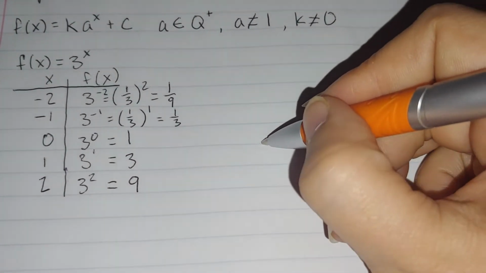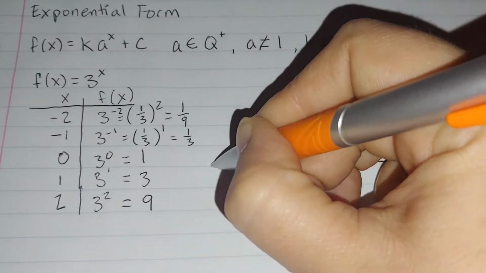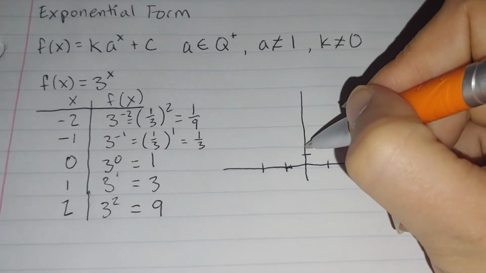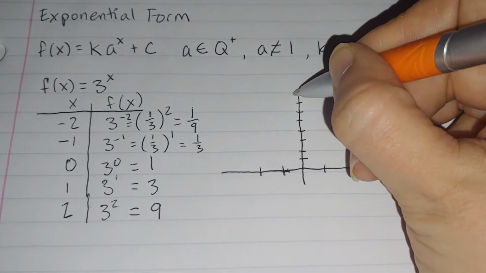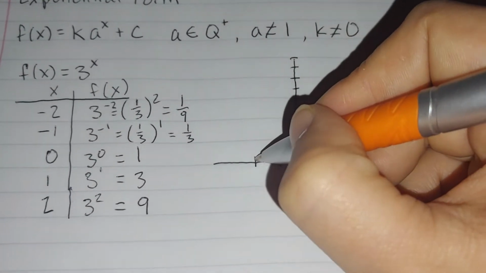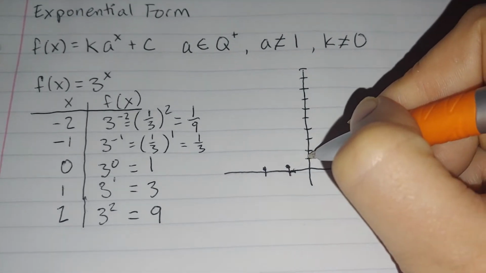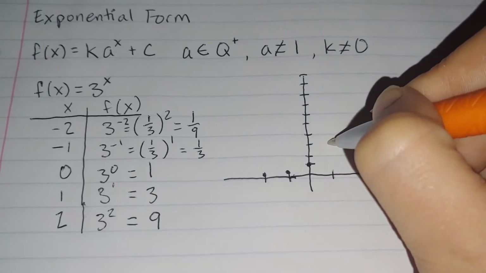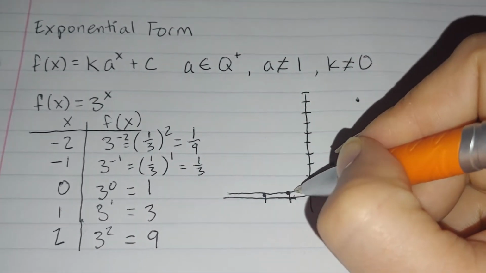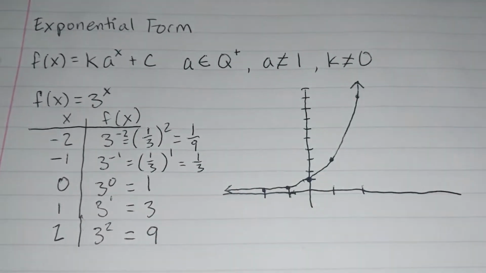Let's take a look at what that looks like on a graph. I'm just quickly going to sketch something out here. Negative 1, negative 2, positive 1, positive 2, 1, 2, 3, 4, 5, 6, 7, 8, 9, 10. All right. So negative 2 is going to be at 1/9. Negative 1 will be at 1/3. 0 will be at 1. 1 will be at 3. And 2 will be all the way up here at 9. So you can see that we have a function that looks like this.